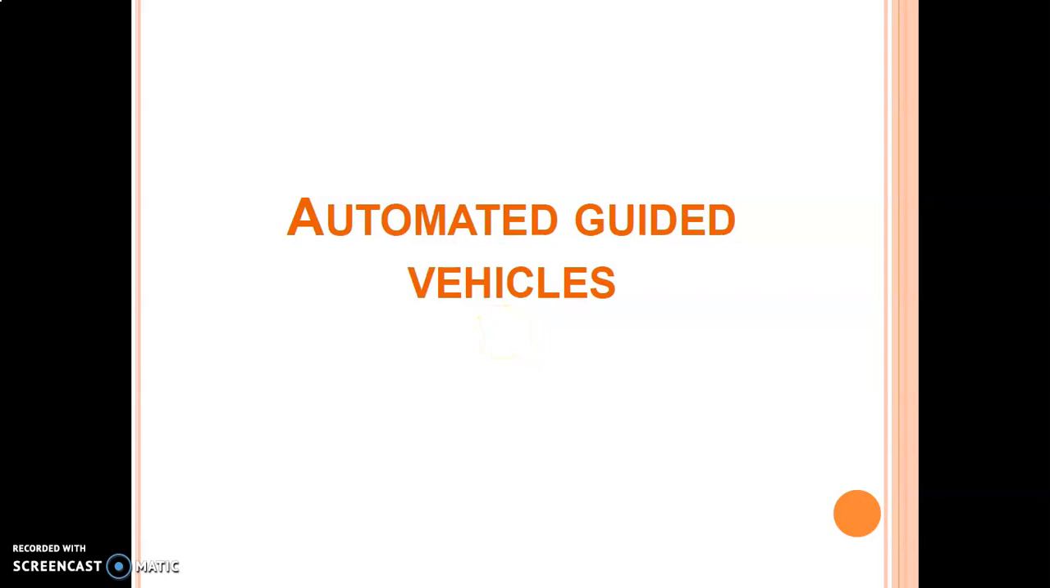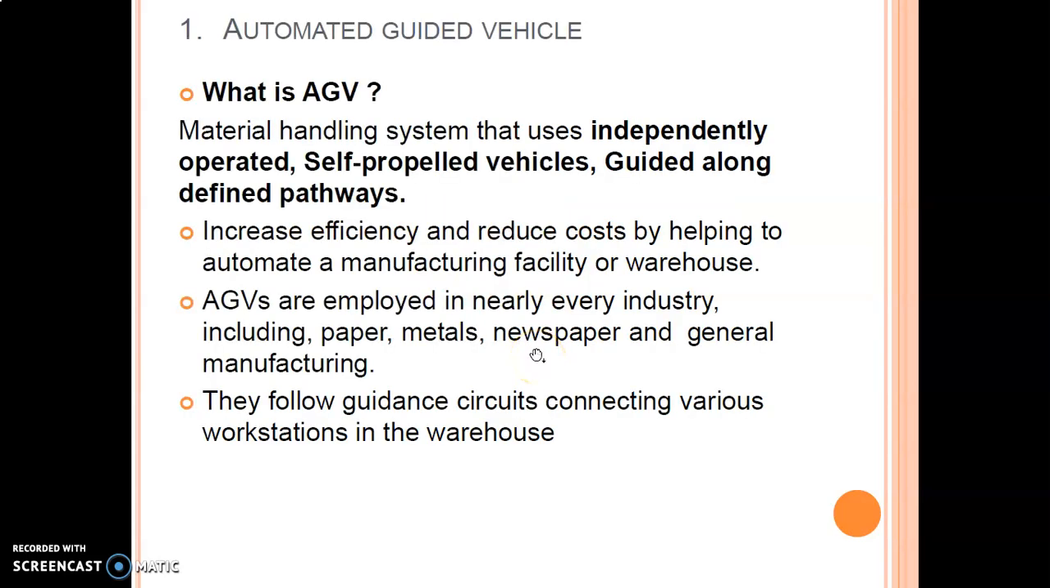Now as we have discussed, automated guided vehicles are known as AGVs. So what is AGV? A material handling system that uses independently operated, self-propelled vehicles guided along a defined path.